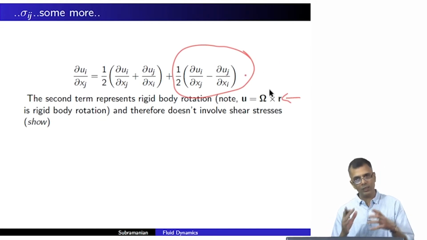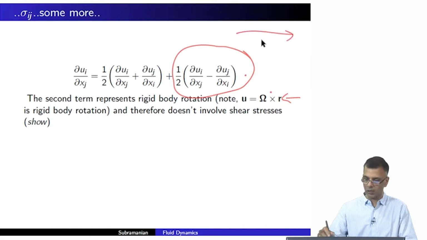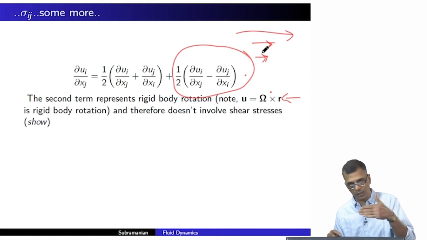So whenever you have rigid body rotation, the rotation is rigid. There's no question of velocity streamlines looking like this. There's no question of that. These are arrows. There's no question of velocity streamlines decreasing.